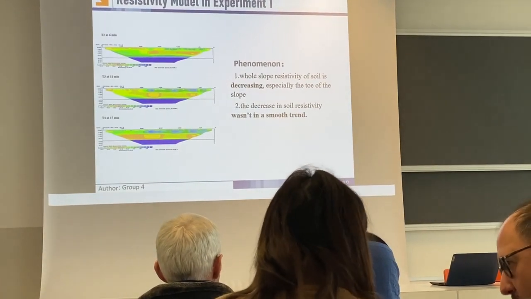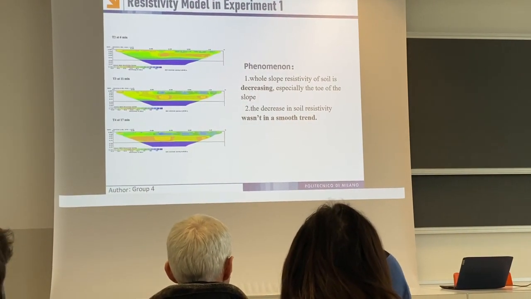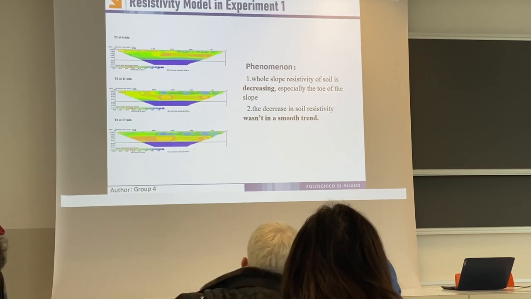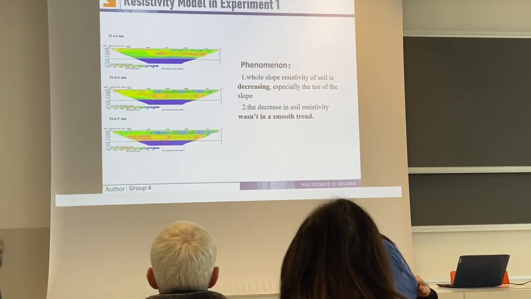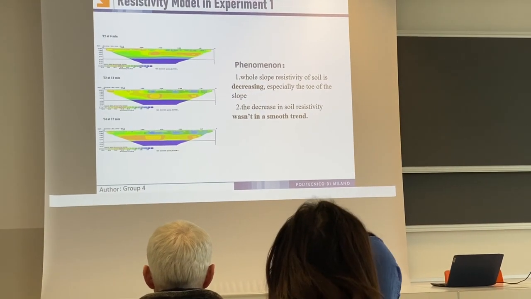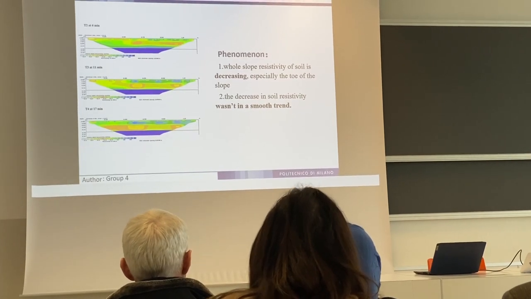And we can also find that this decrease in soil resistivity wasn't a smooth trend. This may have two reasons. The first reason is that the infiltration of the water is not so uniform. And the second reason may be that the sprinkler produces the rainfall not in a uniform way.